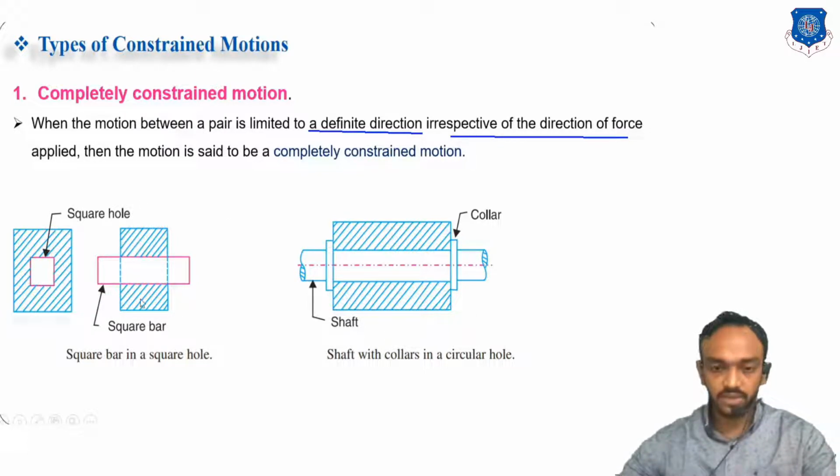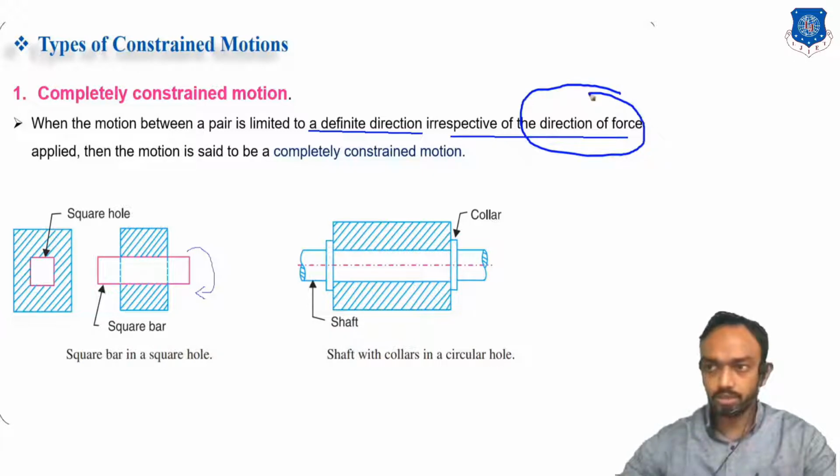So first check with the square bar. You can see here, if you try to rotate this square bar, it will not rotate. Irrespective of force, whatever force you give, it will only reciprocate. There is only one possibility of motion, then it is called completely constrained. Constrained means it has no option, only one possible motion in one direction.